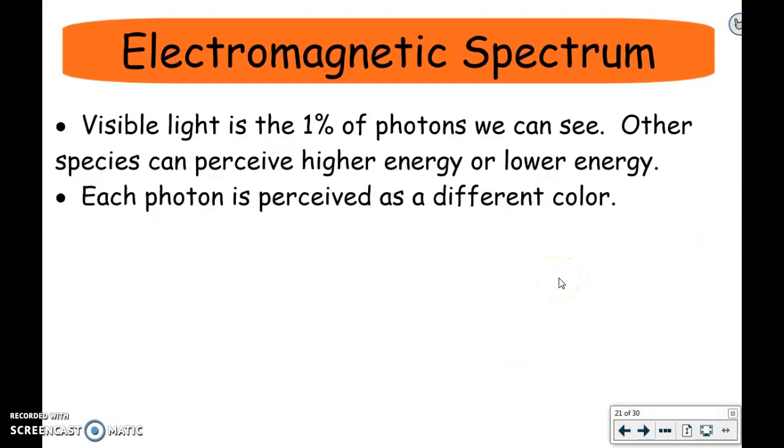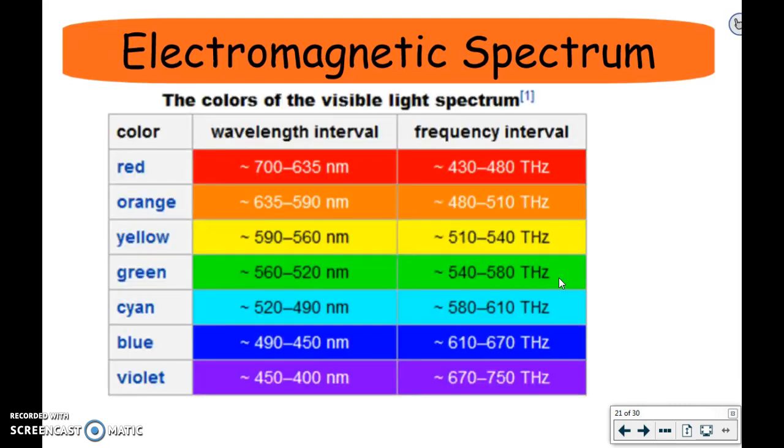Visible light is only 1% of the photons we can see. Okay? Once again, you have radio waves, microwaves, there's a plethora of them, but when it comes to seeing photons, we can only see 1% of the photons there are. And when you talk about color, it's actually a matter of photons. So here's a little table, if you would. Red color is a photon that has a wavelength of about 700 to 635 nanometers. Orange is about 635 to 590 nanometers.